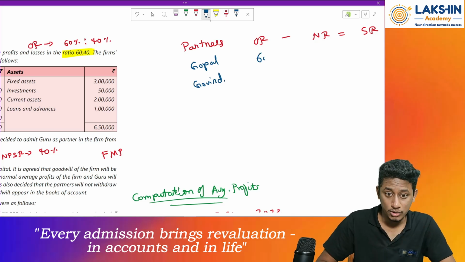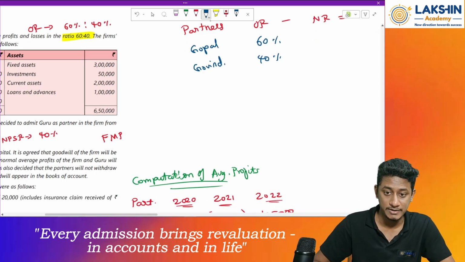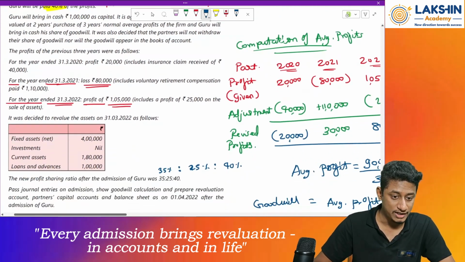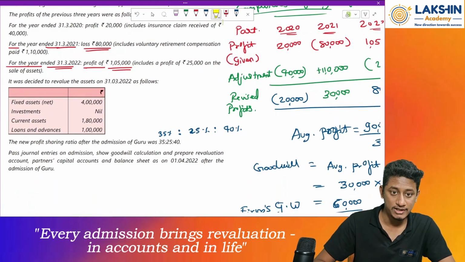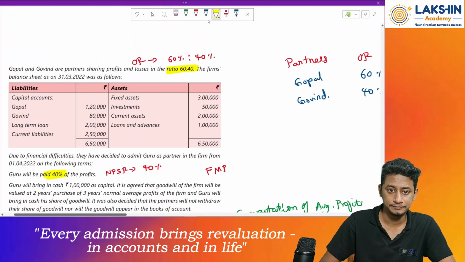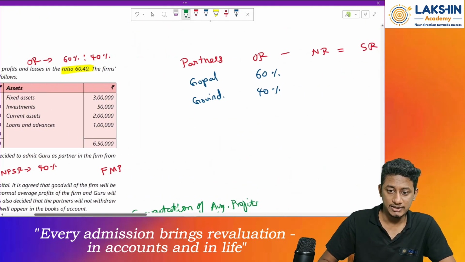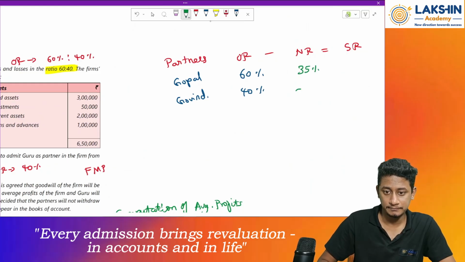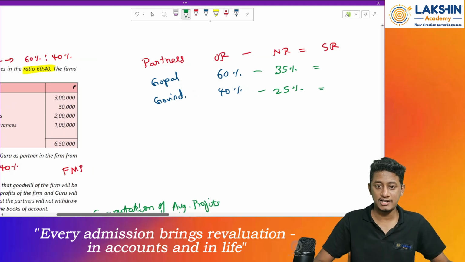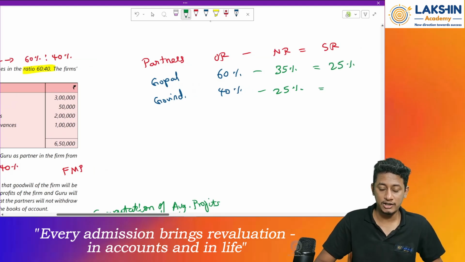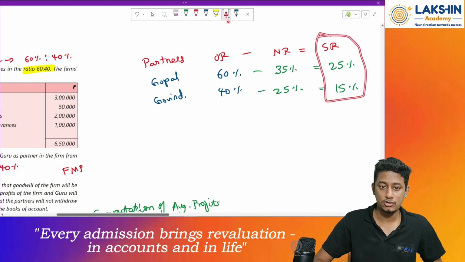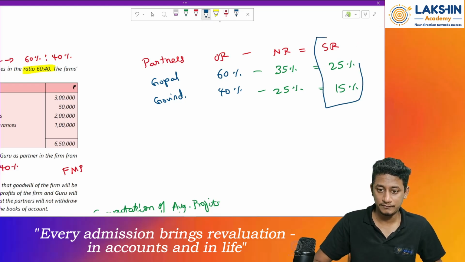Now what is the old ratio? 60:40. I can take it as percentage also. I told you before, taking it as percentage is better. Now the new profit sharing ratio was given somewhere, right? Okay, the new profit sharing ratio is given over here. So 35% and 25%. Tell me the final answer. 25% over here and over here 15%. So I have got my sacrifice ratio over here. I will just mark this in a different color. This is my sacrifice ratio.